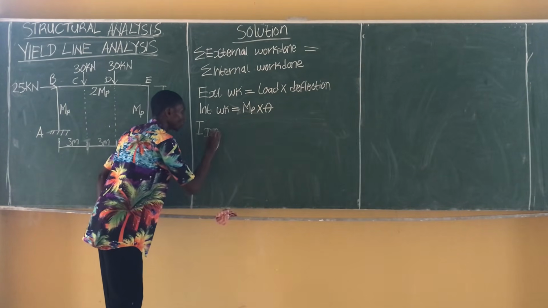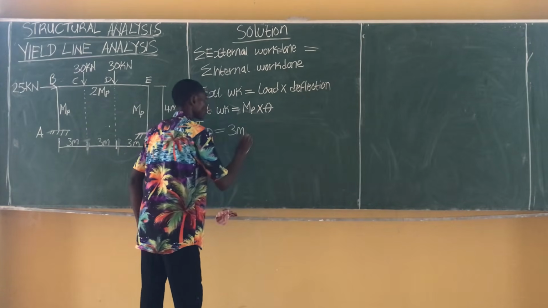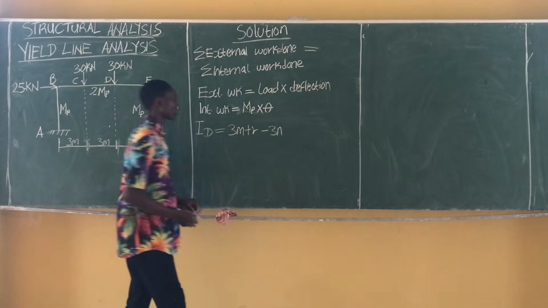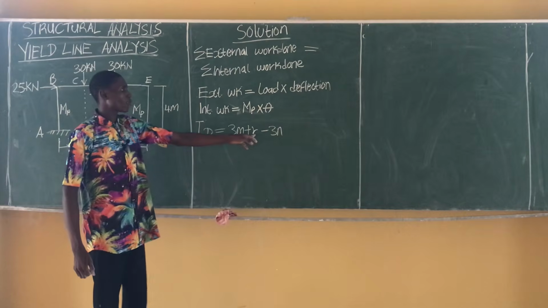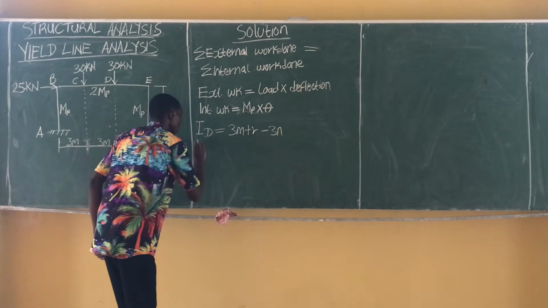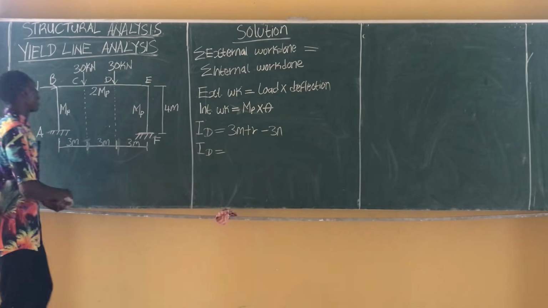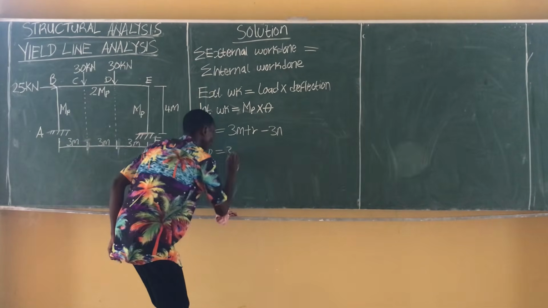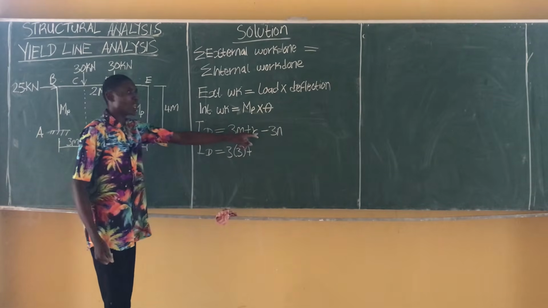So our degree of indeterminacy for a frame is given as 3m plus r minus 3n, where m is the number of members, r is the number of reactions, and n is the number of joints. So we have our indeterminacy to be equal to, how many members do we have? We have 1, 2, and 3. So this is equal to 3 times 3 plus how many reactions do we have?